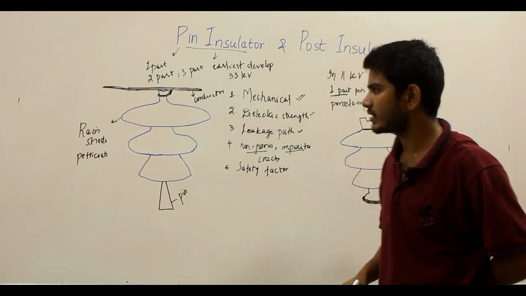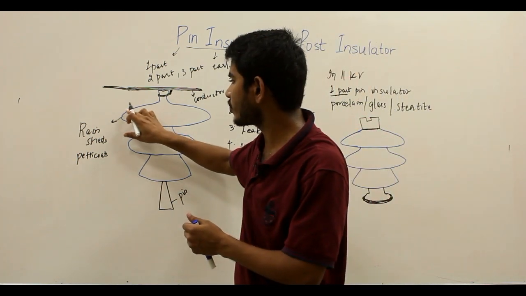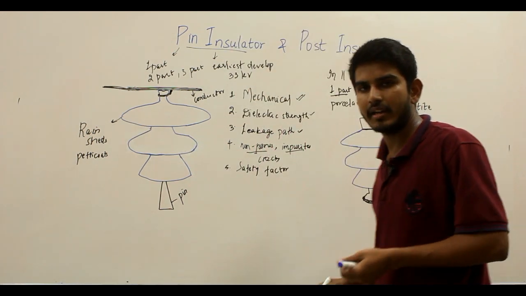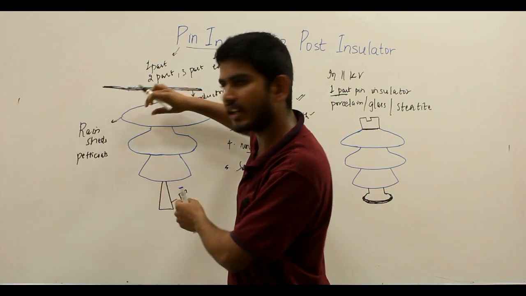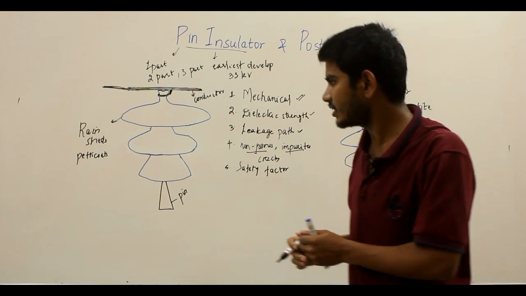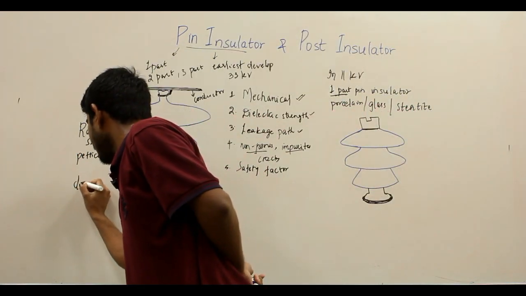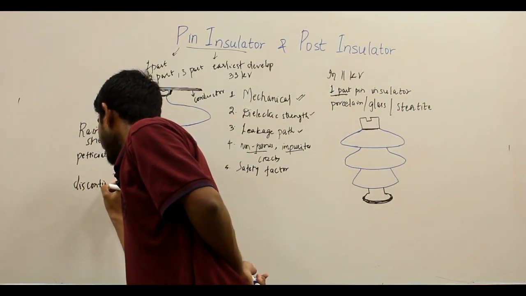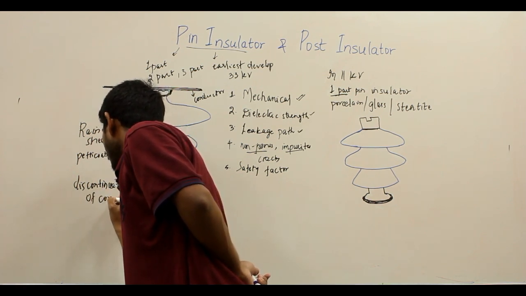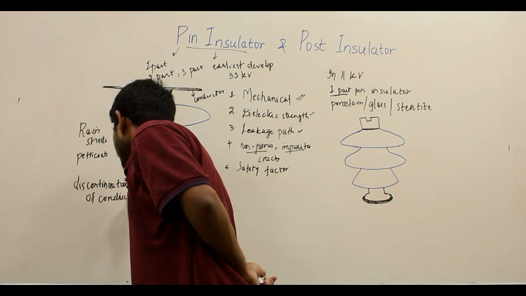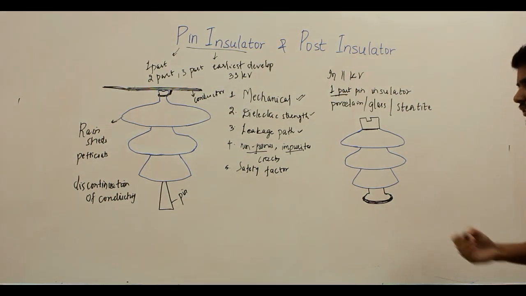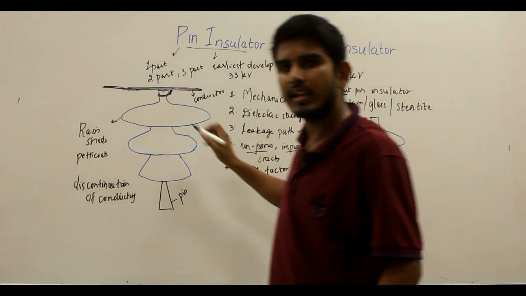And these rain sheds and petticoats also serve another purpose. When it is raining, the outer surface of the rain shed will become wet, whereas the inner surface will be dry. So when the outer surface is wet and the inner surface is dry, there will be a discontinuation of the conducting path. Basically, during raining, it provides the discontinuation of the conducting path over the wet pin insulator. So this is the other purpose of the rain sheds. So this is about the 11 kV.